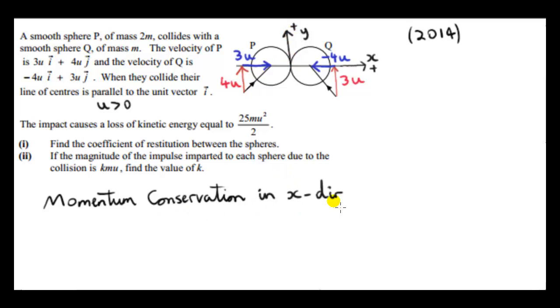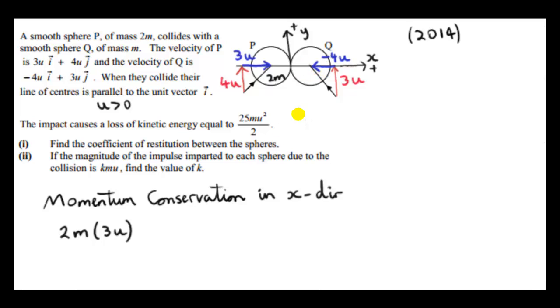Now we know that momentum is conserved in the x direction, so let's look at the momentum in the x direction immediately before the collision. Let's start with the momentum of sphere P. Its mass is 2m, so its momentum in the x direction immediately before the collision is 2m times 3u. Momentum is a vector quantity. Since u is a positive number, this will turn out to be positive, and that's what we want. The momentum of sphere P in the x direction is positive just before the collision.